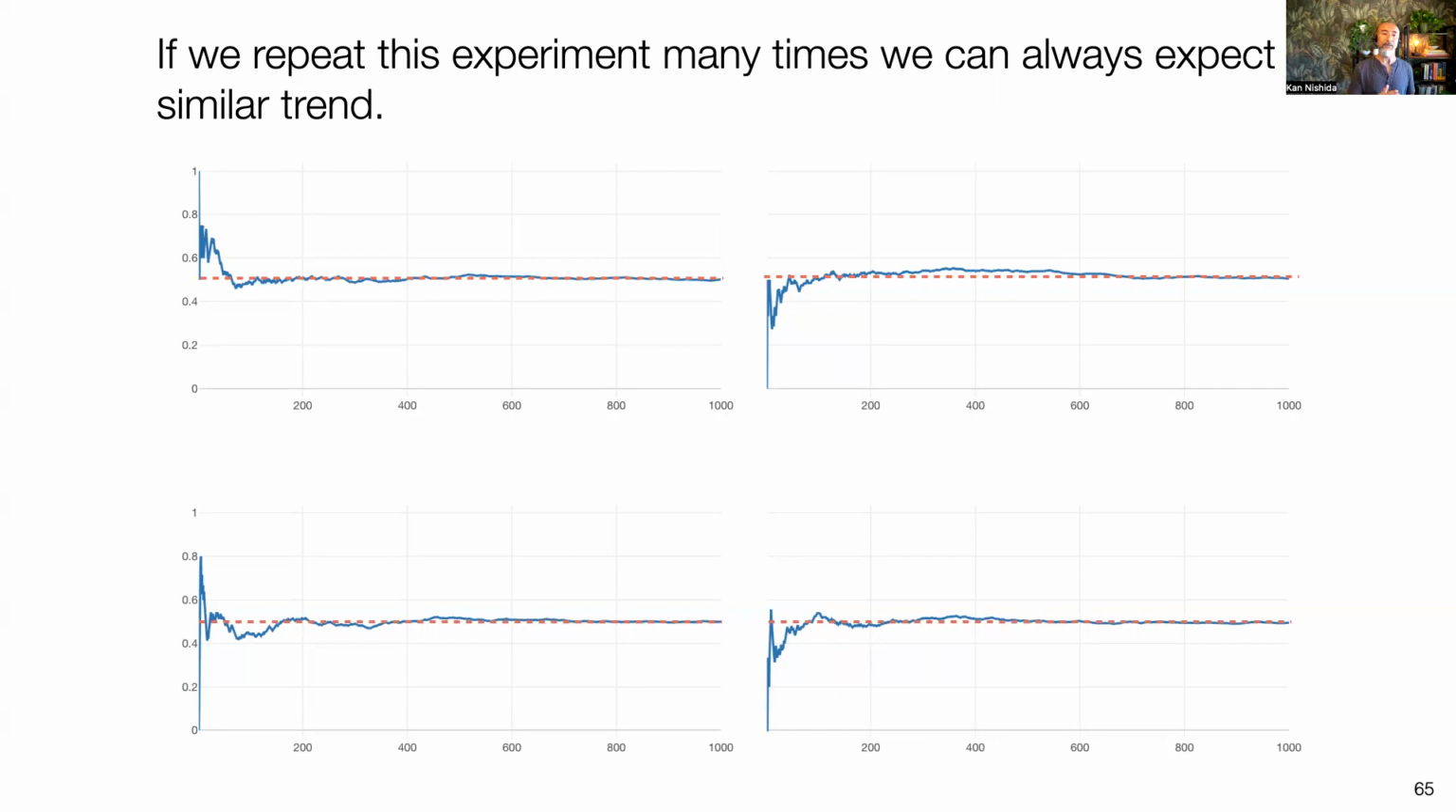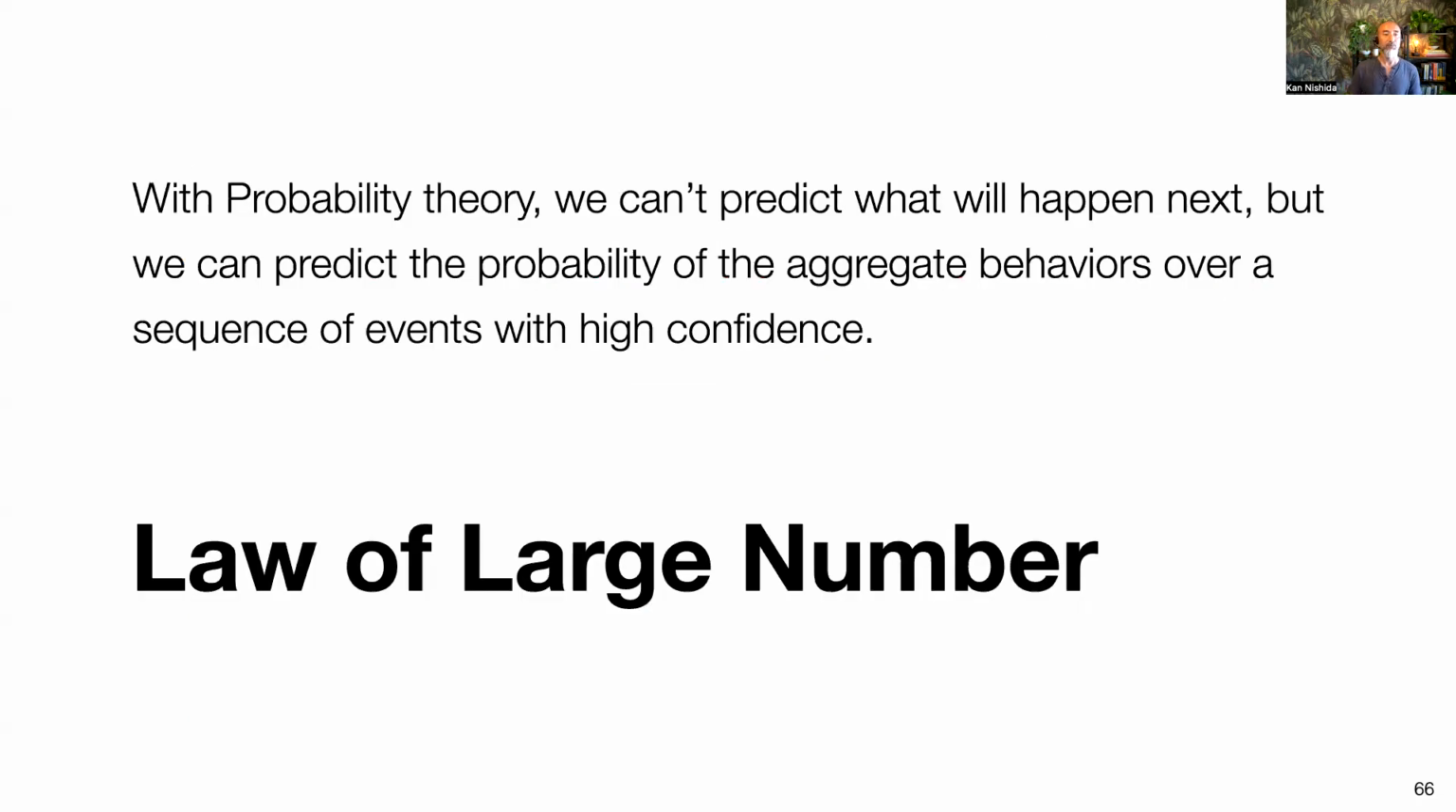But always at the beginning, it's going up and down, but eventually it settles down to the number that the model P(heads) = 0.5 is supposed to return, right? Okay, so that means with probability theory, we can't predict what will happen next, but we can predict the probability of the aggregate behaviors over a sequence of events with high confidence. And this is called the law of large numbers.